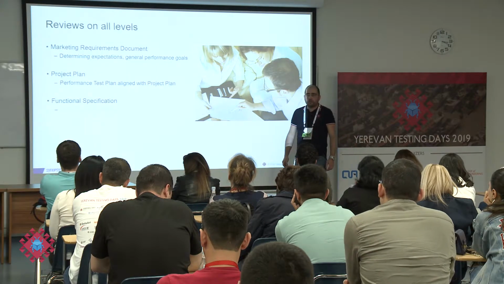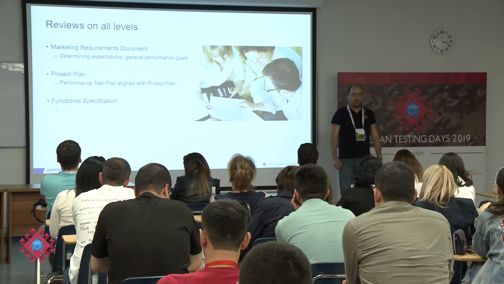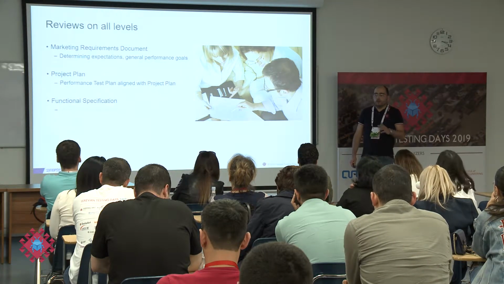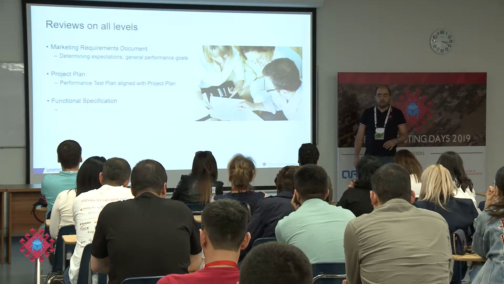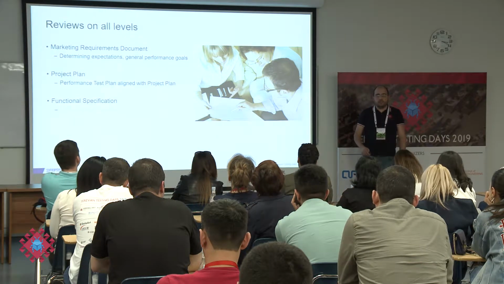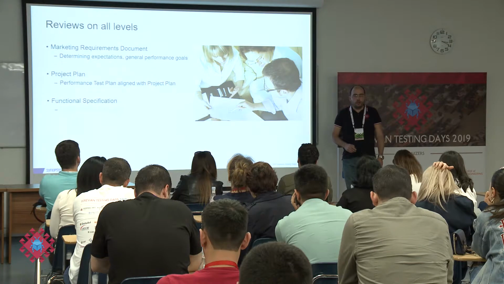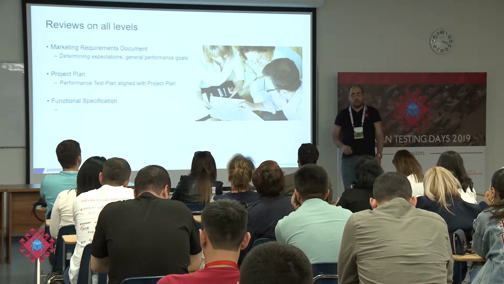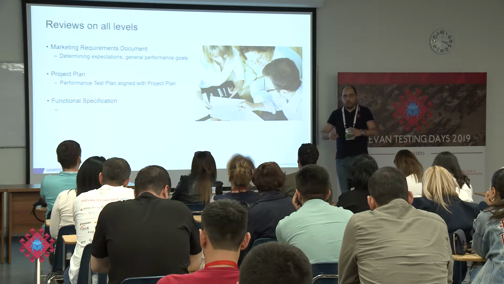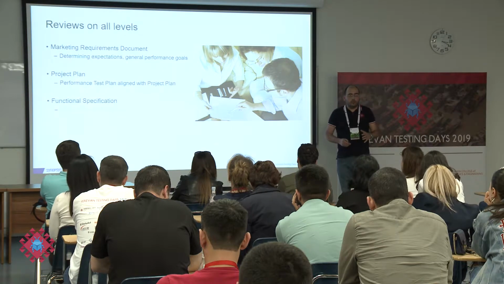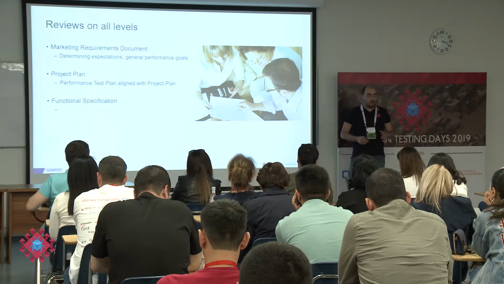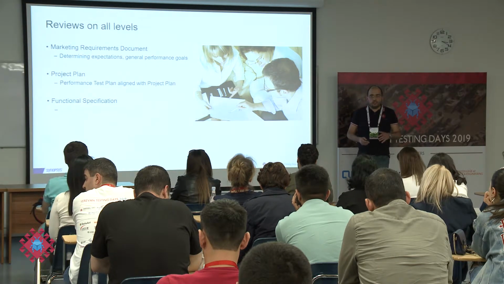Next type of documentation, also very important, is a test plan. Test plan should be part of the master test plan and should be aligned with the project plan. Because performance test starts very early, when you need to identify your scope, your goals, and define the resources you need to allocate, and also build an environment, start working on tools. All this stuff should be done as early as possible.